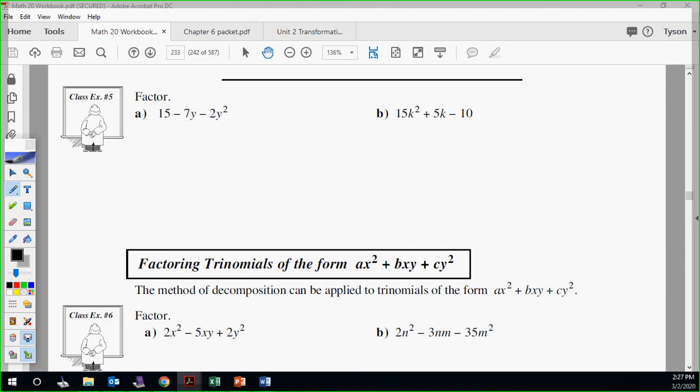So this one, don't worry about the order here. Just go, what's 15 times negative 2? It's still negative 30. What are factors of negative 30 that get you 7? Negative 10 and 3. Good. So we still would keep the same stuff. And so now we're at 15 minus 10x plus 3x minus 2. Oh, sorry, it's a y.